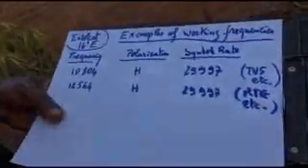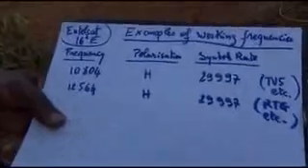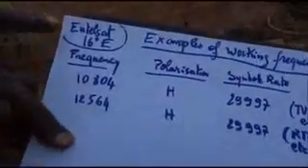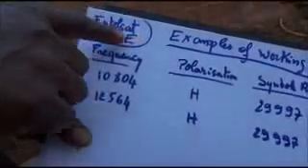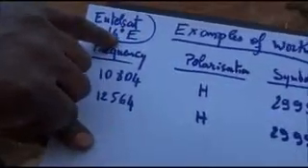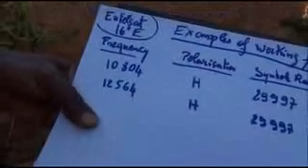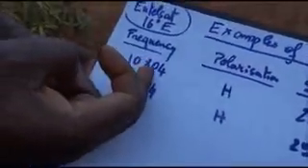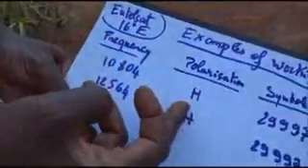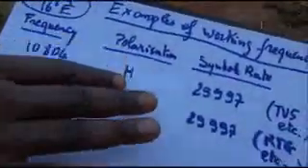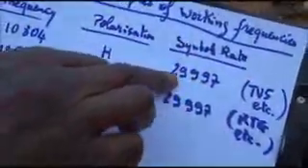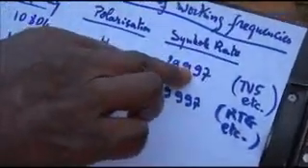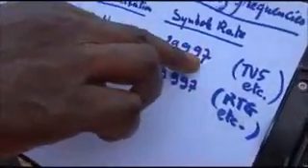A few words about the frequencies and the polarization and symbol rate. If you take, for example, the satellite Eutelsat, located at 16 degrees east, these frequencies are working frequencies. You have 10,804, polarization H. In Africa, at least West Africa, this works, and symbol rate 29,997.